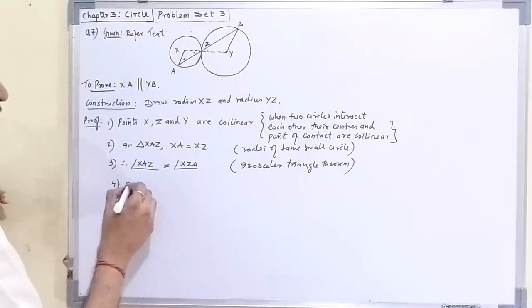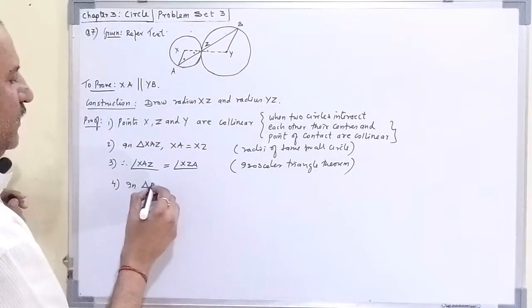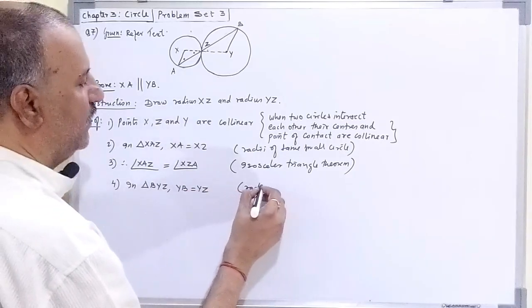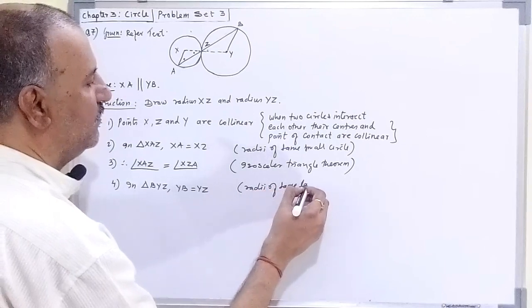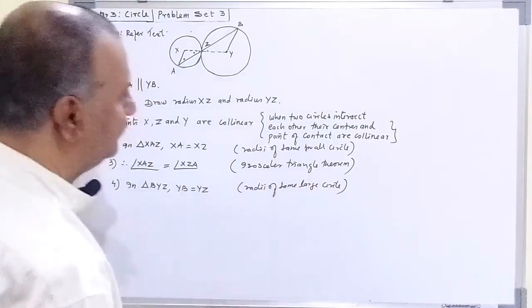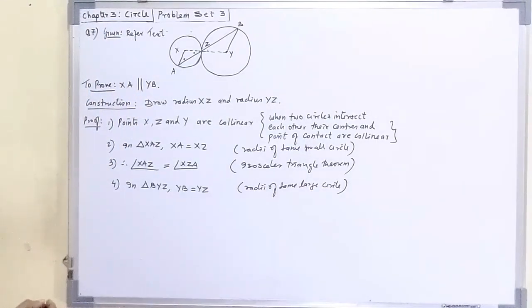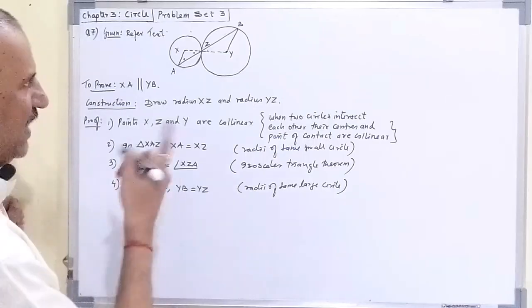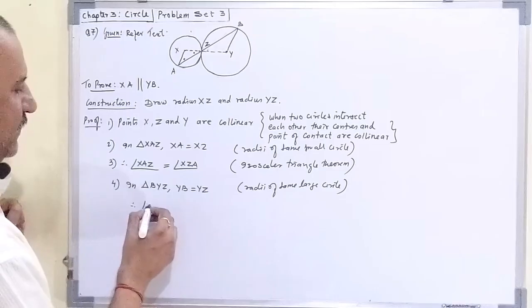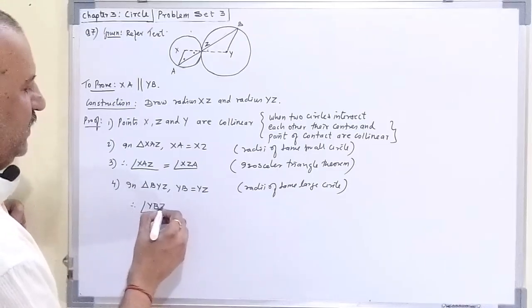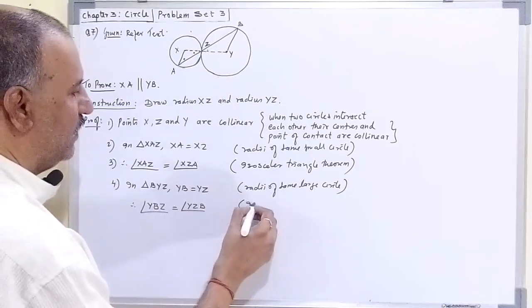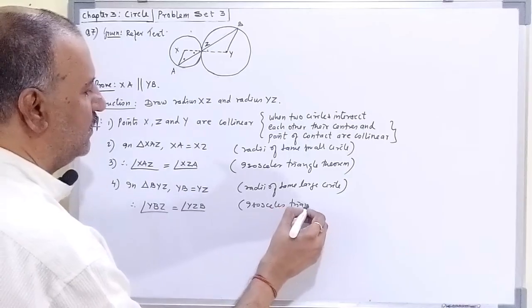Statement number 4. In triangle, ये triangle में BYZ, YB equal to YZ, ये भी सेम है, radii of same large circle. यहाँ लिखना चाहिए था हमें, चलो कंटिन्यू कर रहा है, सब ट्राइंगल प्रूव करना है। Angle YBZ equal to angle YZB, isosceles triangle.